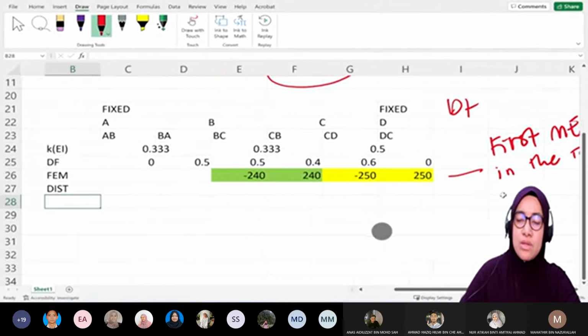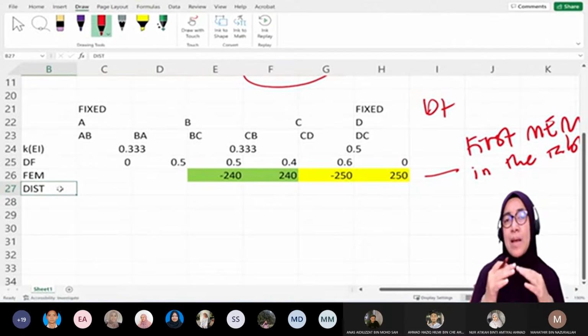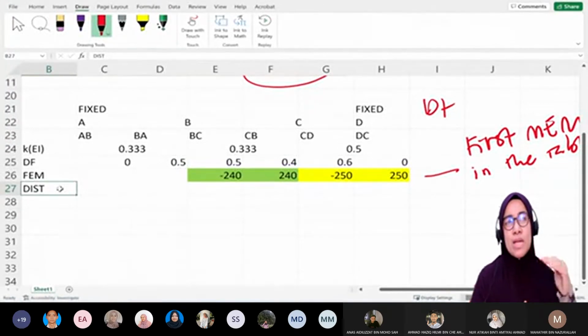So the first step is distribution. Just now I mentioned that in the table we repeat two processes. Number 1 is distribution. Number 2 is carry over. Once we put in the FEM values, the first thing to do is to distribute the moment. We start with distribution followed by carry over, repeat distribution, carry over, until the last distribution.